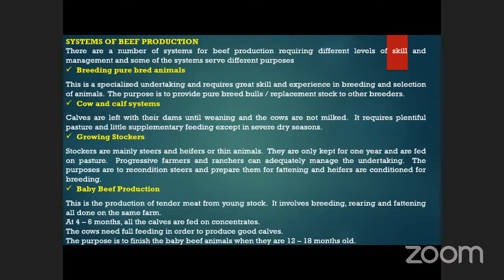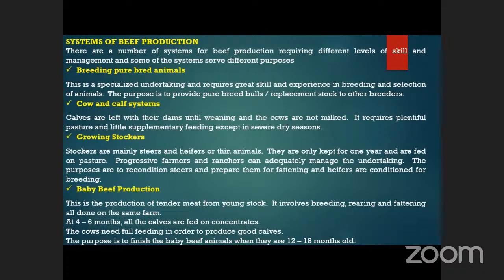Selection. Selection simply means if you have like 10 cows and 10 bulls, you choose the one which has good qualities. If it is a cow, the one which has the ability to produce much milk, and then the one which is resistant to harsh weather conditions, and then the one which is resistant to pests and parasites. Okay, so that is system number one, breeding pure herd animals.